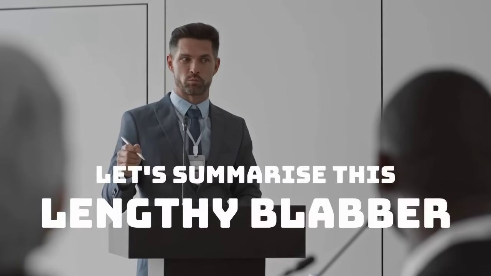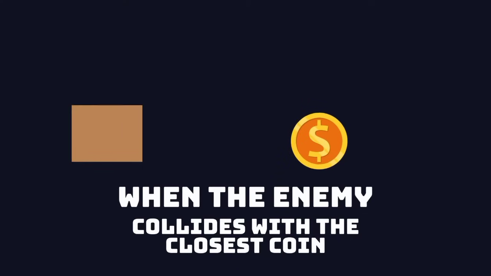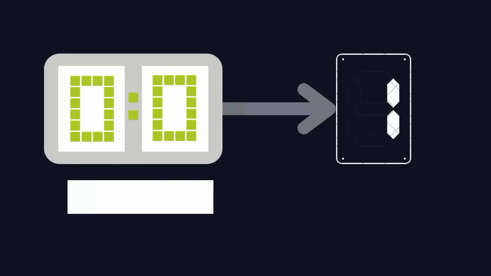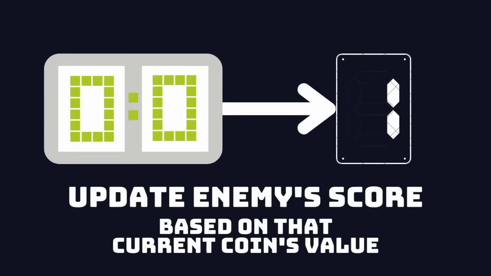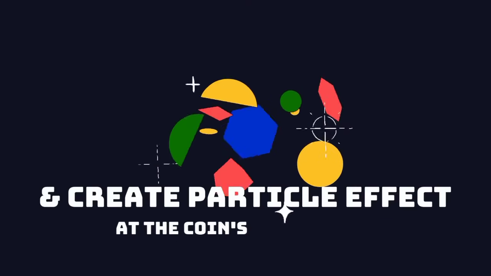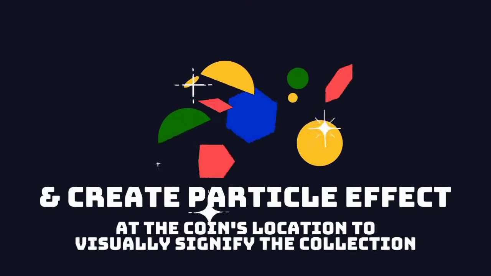Now, let's summarize this lengthy blabber. Here, when the enemy collides with the closest coin, the code removes the coin from the game world, updates the enemy's score based on the coin's value, and creates a particle effect at the coin's location, to visually signify the collection.